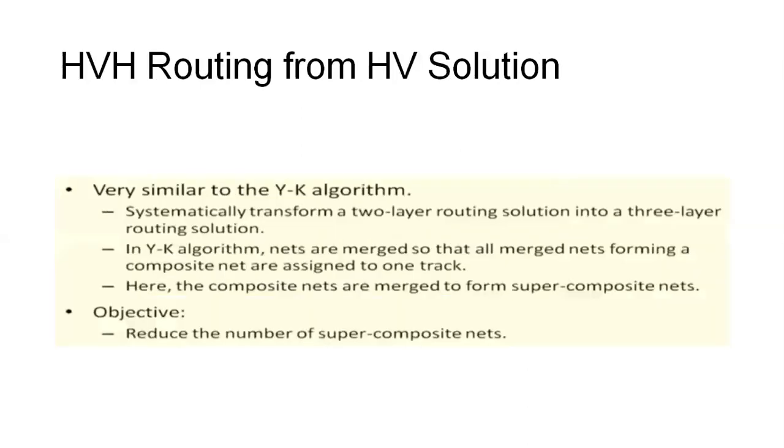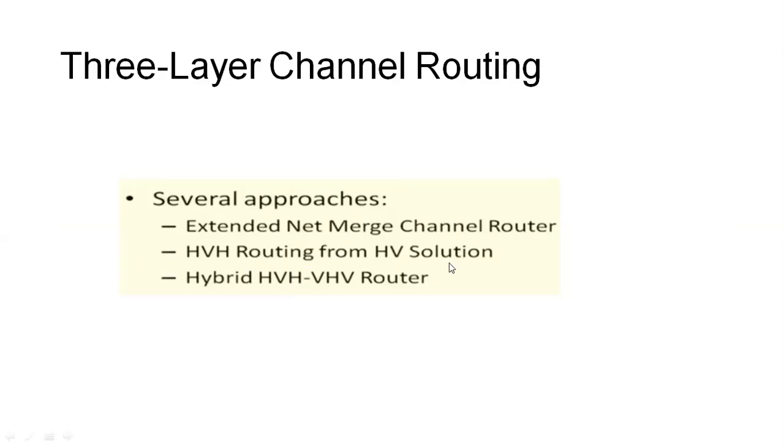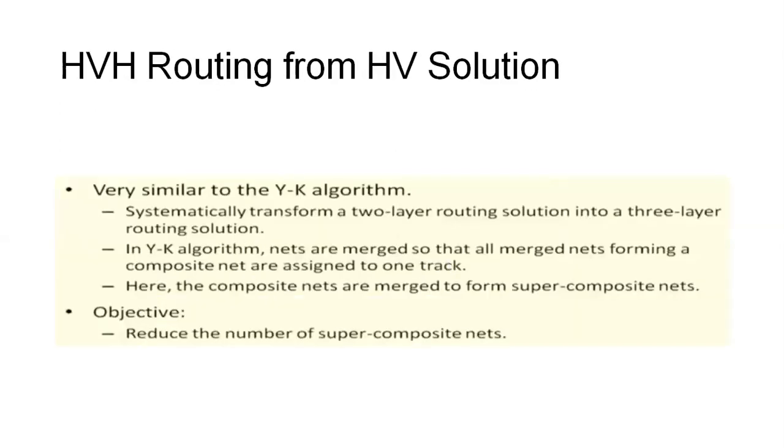Okay, let me talk about that only one algorithm, that is how we are going to extend the second one, HVH routing from HV solution, that is extend the two-layer solution to the three-layer solution. So let us try to see this. So the method we briefly here we are talking about is the one of getting a three-layer solution from the two-layer solution. Conceptually, this approach is similar to the Yoshimuraku algorithm, okay, or the net merge algorithm. So what we do here is we systematically transform a two-layer solution into a three-layer solution.